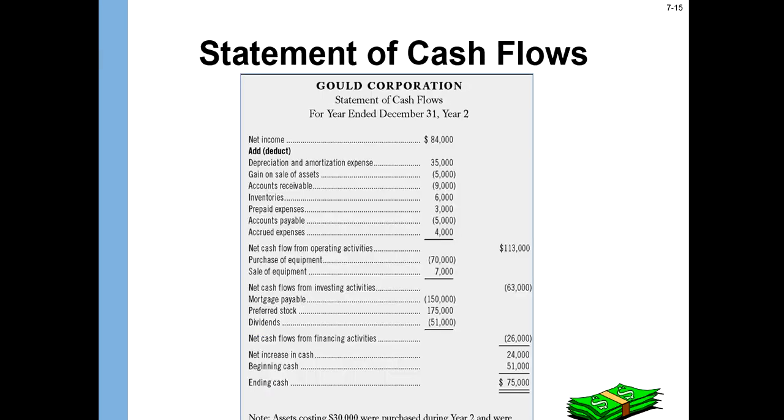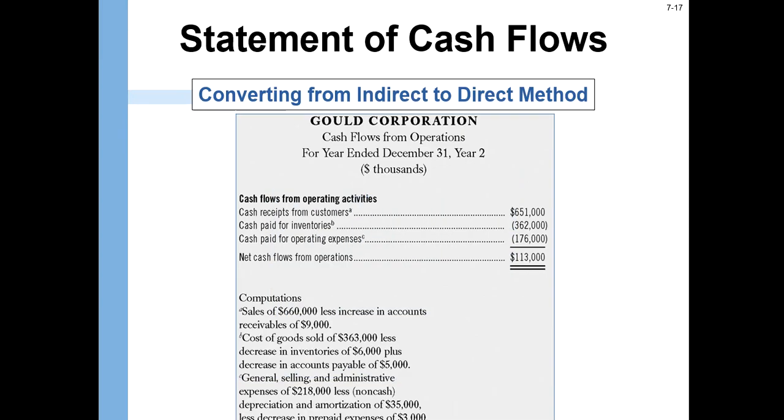Let's check the indirect method. Net cash flows from operating activities here: 113,000. So identical results will be obtained. Okay. So here is the detail of the computation, which is summarized over here, expressed in terms of cash flow statement, indirect method.